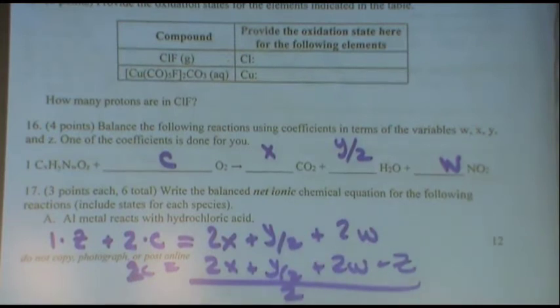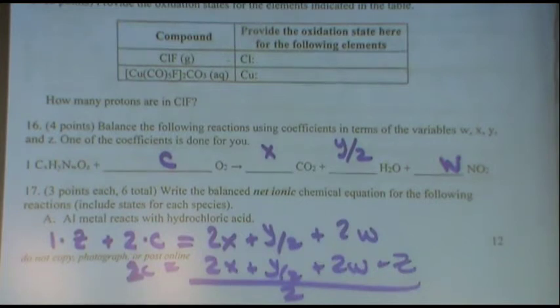If you're ready to move on, can we do a problem for net ionic? Oh, okay. A question on this? For any answer, would you accept X plus Y over 4 plus W? Yes. Cool. Question on this? Okay. Next person.